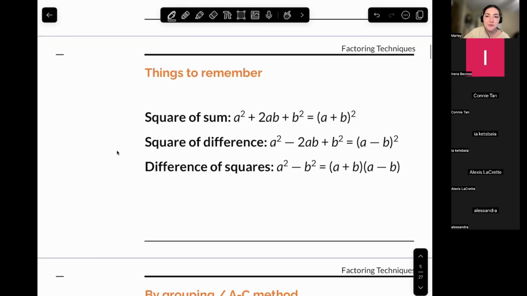Things to remember, these factoring techniques are super important. They come up time and time again on the SAT. Obviously, you don't have to have them memorized, but having them memorized is going to allow you to solve this so much faster. As soon as you see something that looks like this, you know to factor it to look like that, and vice versa. If you see something like this, you know to multiply it out and it would be something like that.